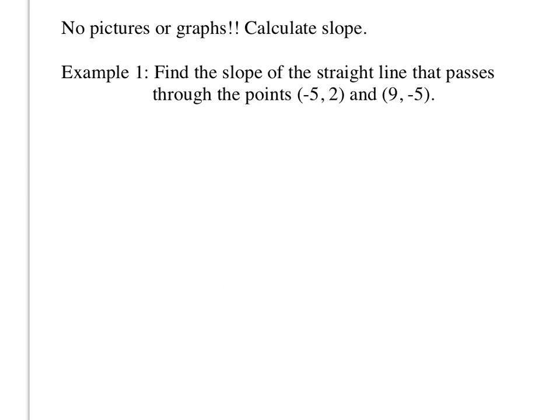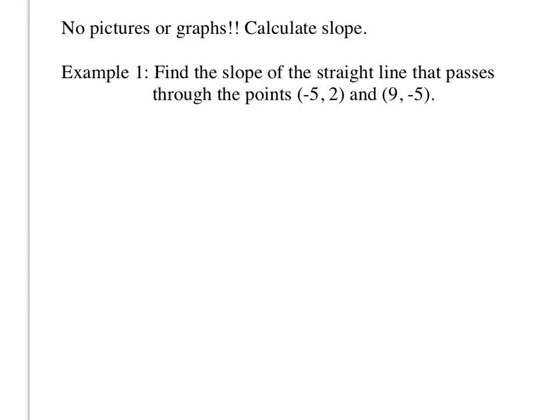Okay, so we have no pictures or graphs. Our job now is to calculate the slope without looking at any graph. So here we go. Find the slope of the straight line that passes through the 2 points -5, 2, and 9, -5. So kind of close your eyes, picture where these points are. -5, 2, that's in quadrant 2, and 9, -5, that's in quadrant 4.